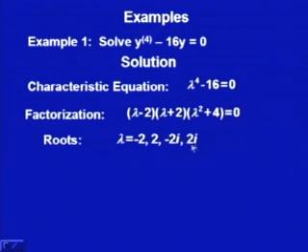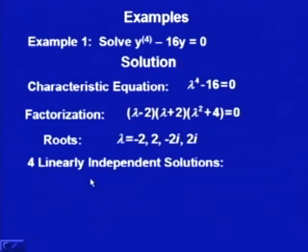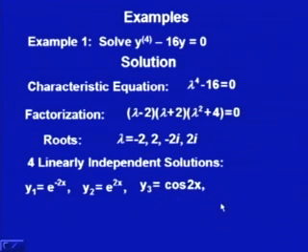In the complex roots we have the terms alpha plus i beta and alpha minus i beta, where the alpha part is 0 and beta is 2. So, what will be the corresponding 4 linearly independent solutions? With respect to the real roots, because they are distinct, we have e to the power minus 2x and e to the power 2x. With the complex conjugate roots we have cos 2x and sin 2x. Now, are these 4 solutions linearly independent?